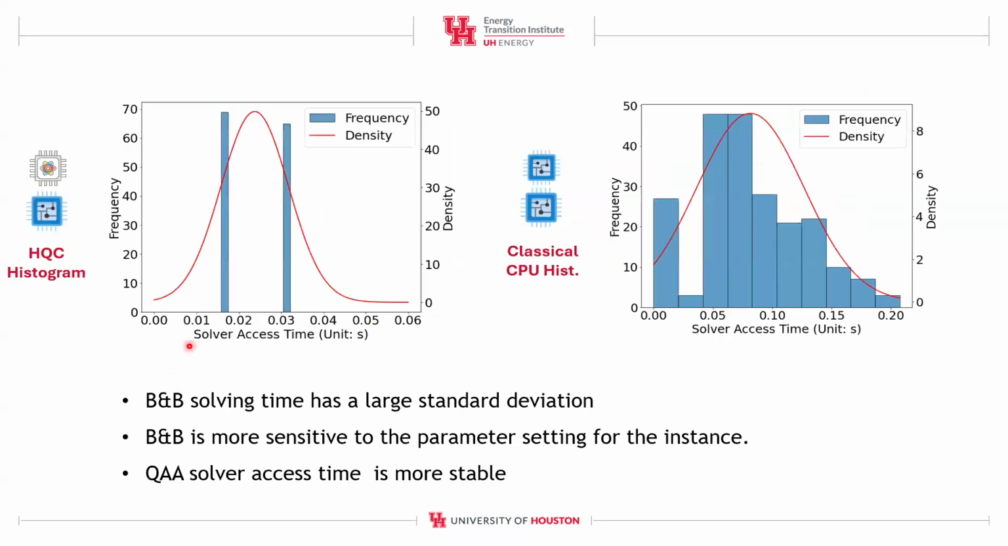We can also do some statistics to look at the performance of the solvers. Actually, the branch and bound algorithm is very sensitive to the setting of the instance. On the right-hand side, when we look at the histogram of the solving time, we see it has a wide distribution for the classical algorithm, but for quantum, it's pretty concentrated. So we know that branch and bound has this disadvantage. It's very sensitive to the parameter settings of the instance. That's not a surprise for us to find such a distribution. And the quantum computer is pretty fast, and it's pretty stable from our observation.